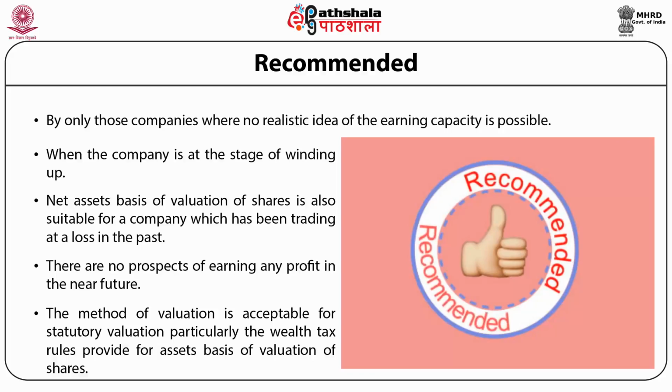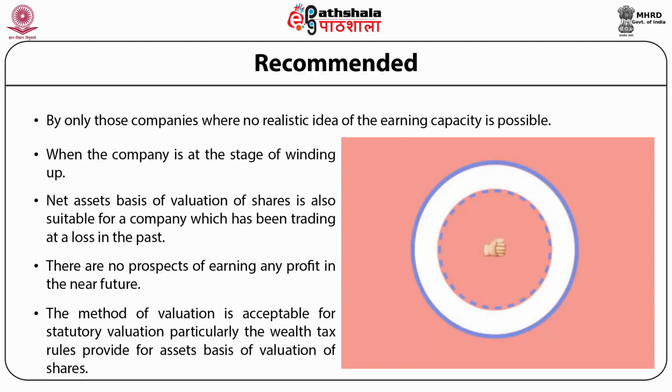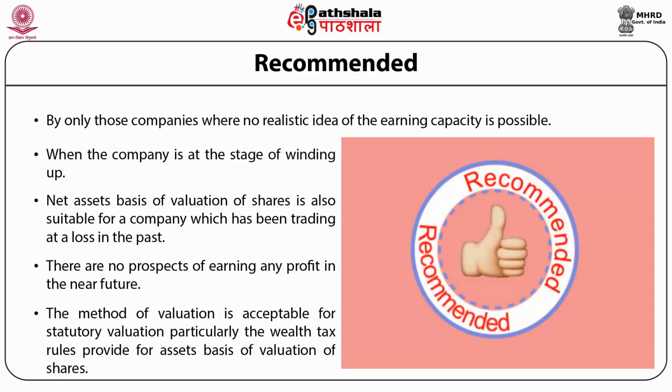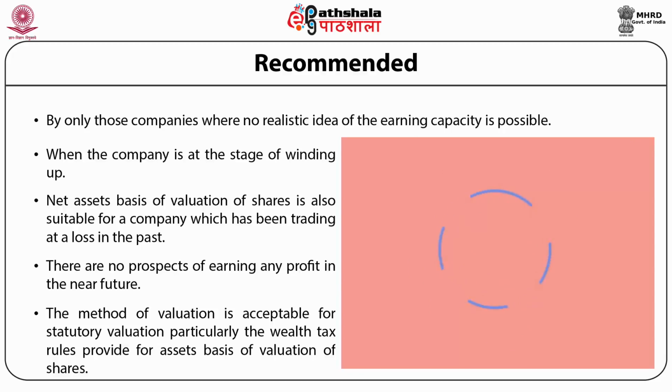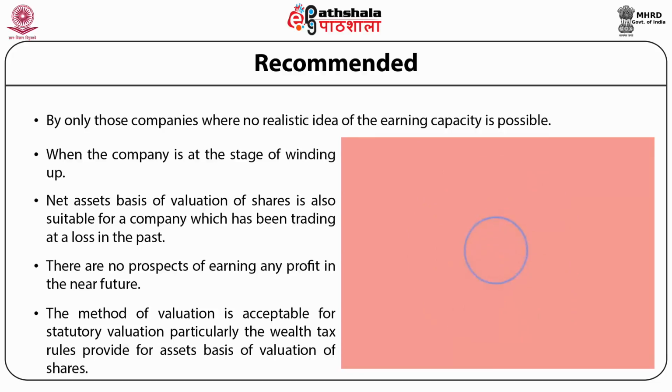Fifth, deduct the total amount of current liabilities, amount of debentures with arrear interest if any, preference share capital with arrear dividend if any. Sixth, the balance left is called the net assets or funds available for equity shareholders.